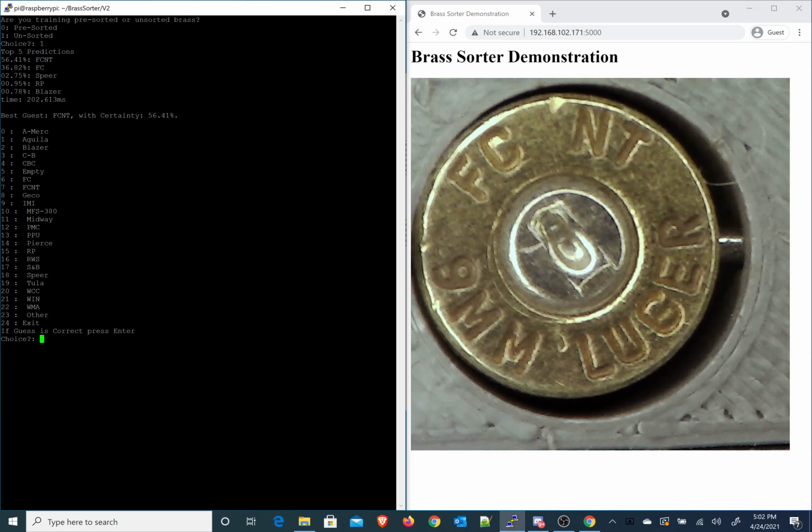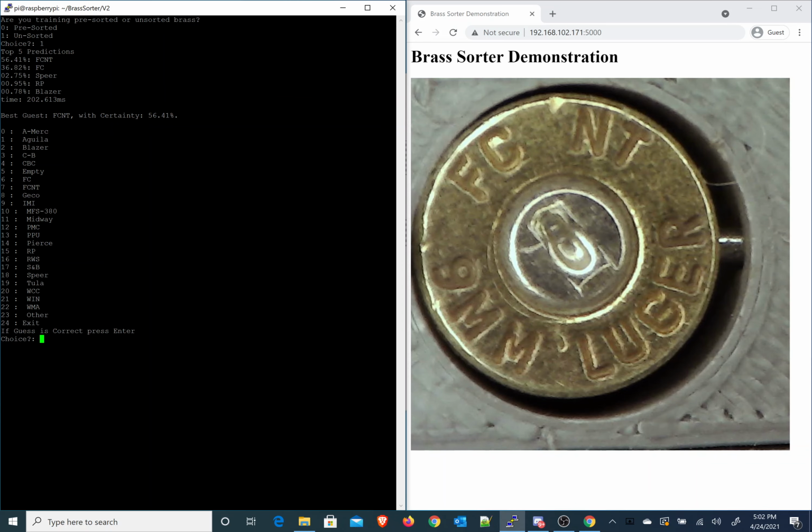Now, the certainty is important because anything with a low certainty is going to get dumped to a mixed brass bucket. It's not going to go into the FCNT bucket or whatever brass it's tagged on. Right now, in my head, I'm thinking that threshold is going to be somewhere in the ballpark of 90 to 95%. So this piece of brass, even though it's right, would go into your mixed batch bucket.